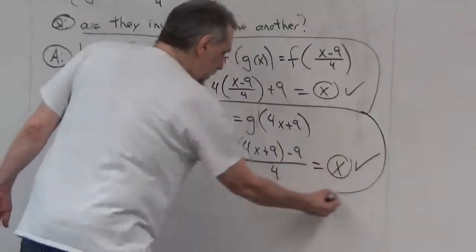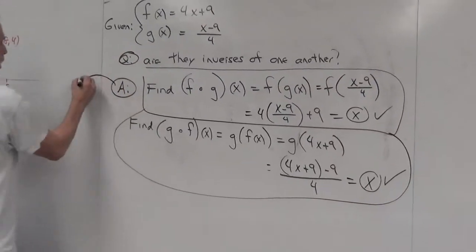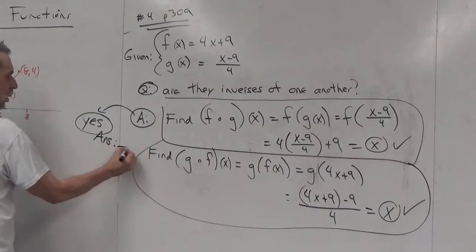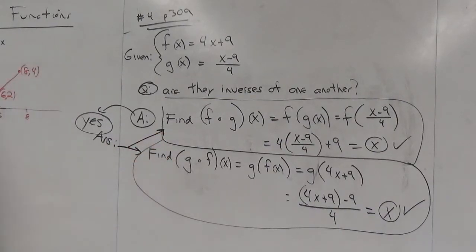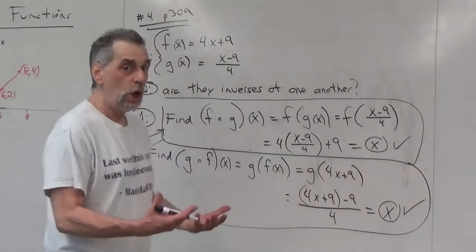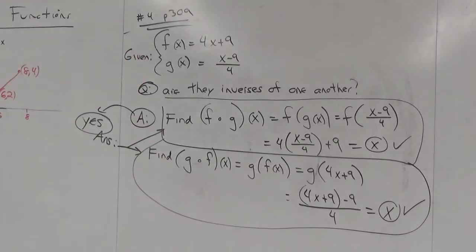So yes, these are inverses because of that. Now if either one of these answers is anything other than x, then no, they're not inverses of one another. So that's how you determine if two functions are inverses. So the next thing we want to look at is, given one function, how do we find its inverse? So let's look at number 18.